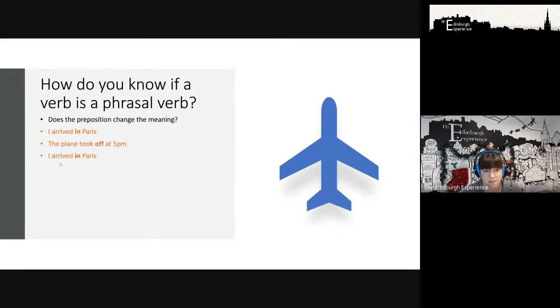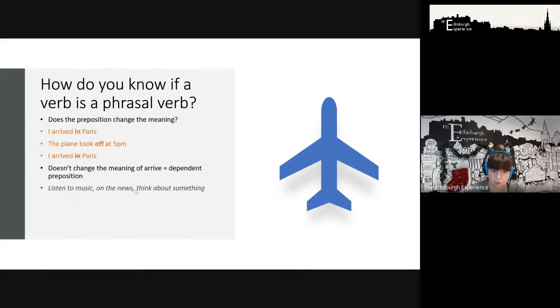So if we look at that first example, if I take away the preposition in, I arrived in Paris, and I say I arrived Paris, that doesn't actually change the meaning of the verb arrive. The meaning of the verb is the same with or without the preposition. So in this case, in is a dependent preposition. It's not a phrasal verb. But like in these examples, listen to music, on the news, think about something. In all of those examples, if you take away the preposition, it still has the same meaning, okay?